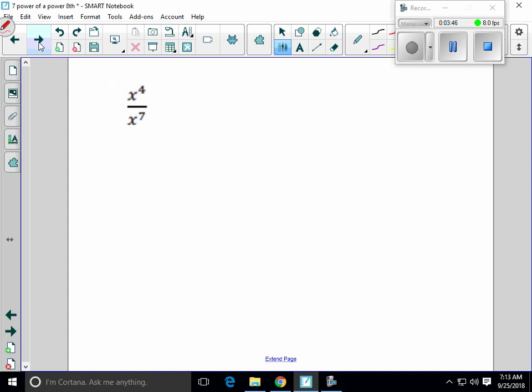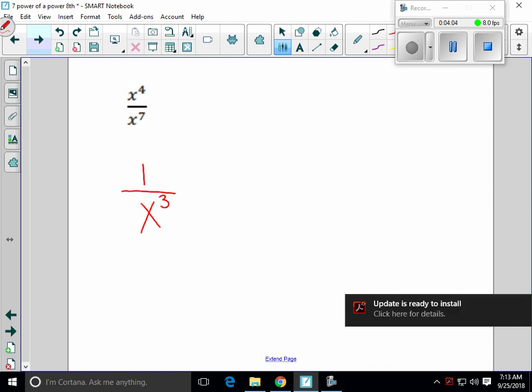X to the fourth divided by x to the seventh. Like bases, I subtract my exponents, but I have more x's in the denominator, so I'm going to have x to the third left in the denominator. Now this time I do need a 1. 1 over x to the third. One more division problem.